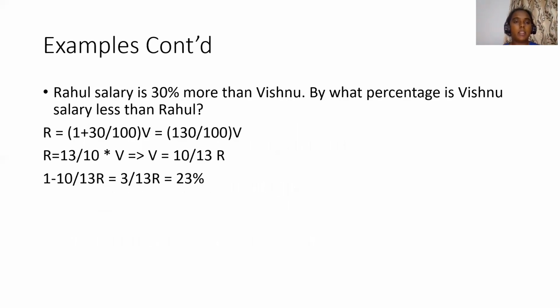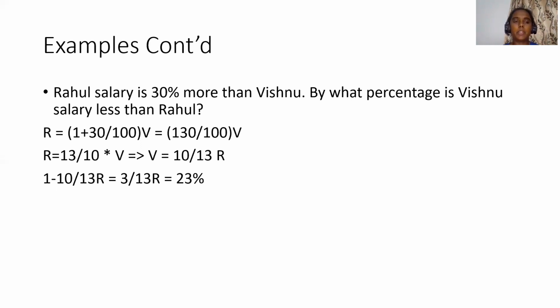So next example, and I think you get these kinds of problems in the quantitative aptitude tests in bank exams, etc. Let's say Rahul's salary is 30% more than Vishnu's. By what percentage is Vishnu's salary less than Rahul's? Now let's take Rahul's salary as R and Vishnu's salary as V. So Rahul's salary is 30% more than Vishnu's. So if Vishnu is getting a salary of 1, then Rahul is getting 30% more, which is 1 plus 30 by 100. So 130 by 100 of V, that is Vishnu's salary.